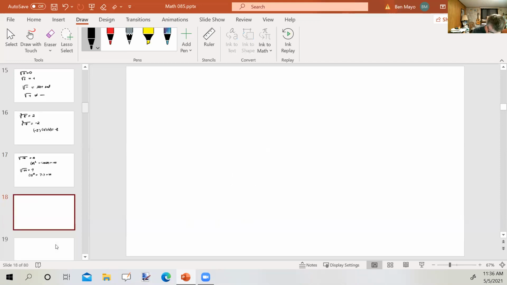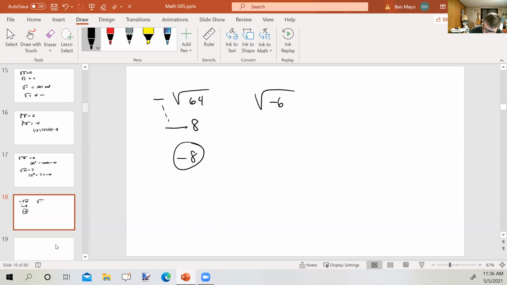How about the number negative the square root of 64? Now be careful. The radical sign, the square root symbol, if you will, is a grouping symbol. That negative sign is not inside, it's on the outside. So this would be the square root of 64, which is 8, and then the negative sign would come down, so we get negative 8. However, if we had this, this would be not a real number.